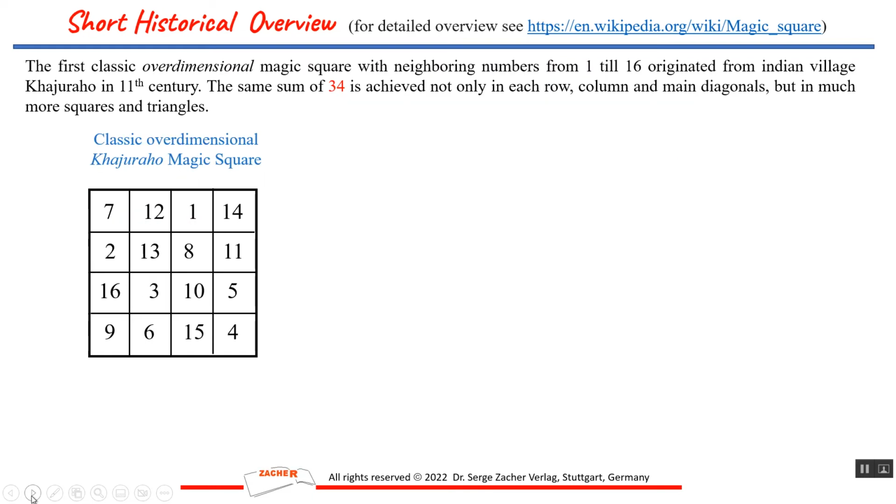The first classic overdimensional magic square with neighboring numbers from 1 till 16 originated from the Indian village Khajuraho in the 11th century. The same sum of 34 is achieved not only in each row, column and main diagonals, but in many more squares and other figures.